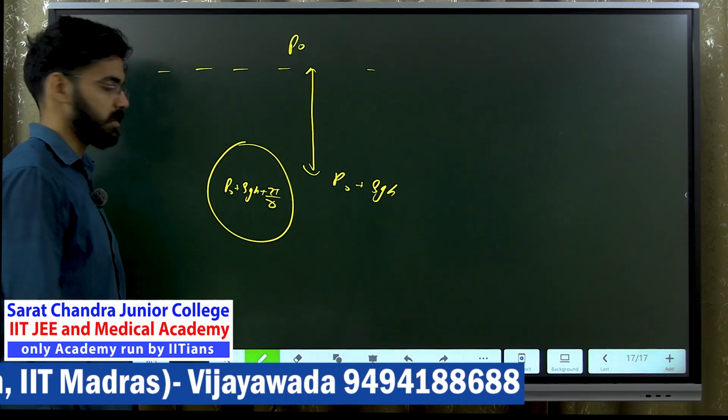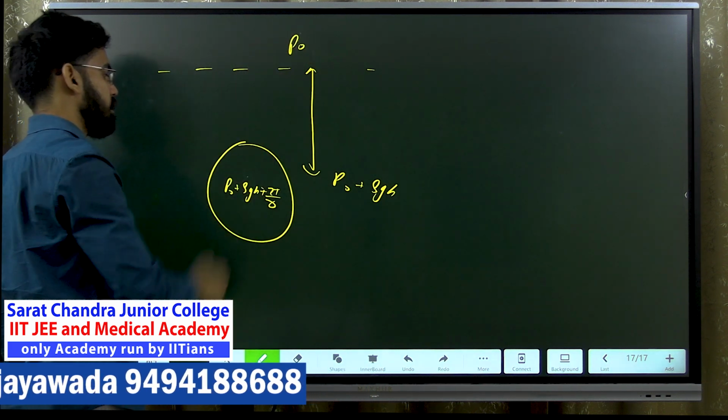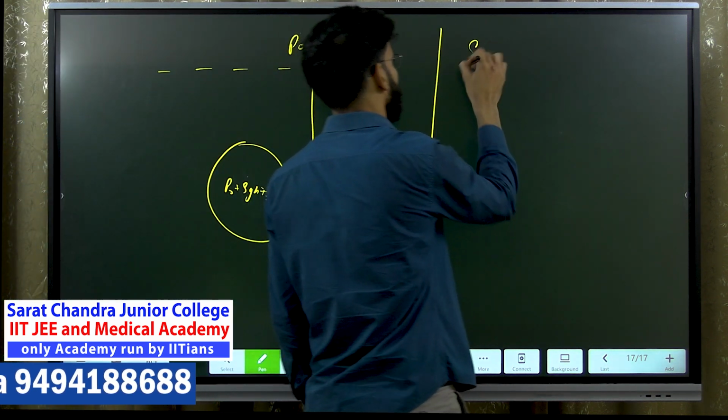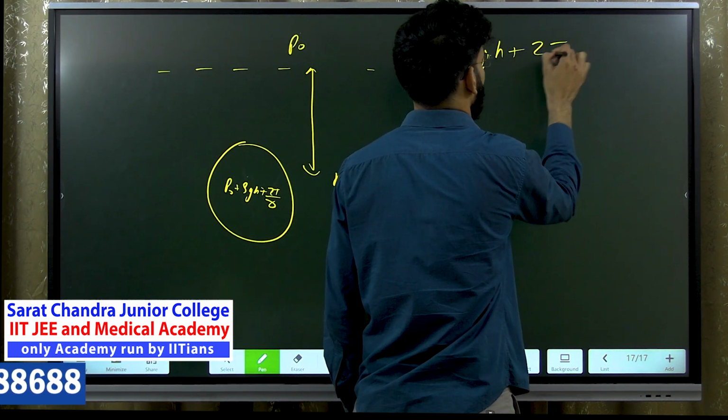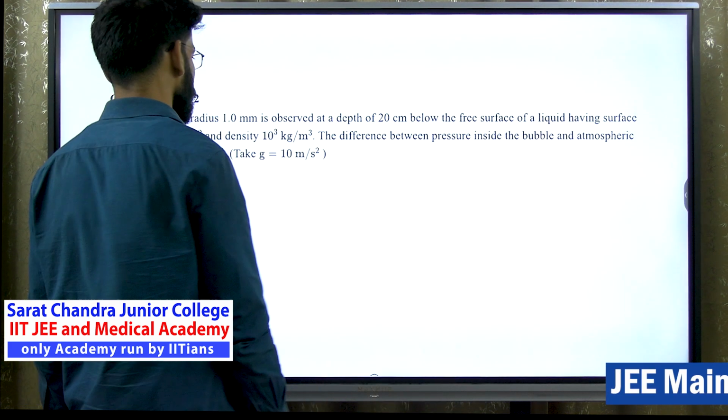Okay, this is one mistake you can make. Now he is asking the difference between this, so subtract the P naught. So your answer will be to calculate the value of rho GH plus 2T by R. That's your answer. Okay. So put the values.